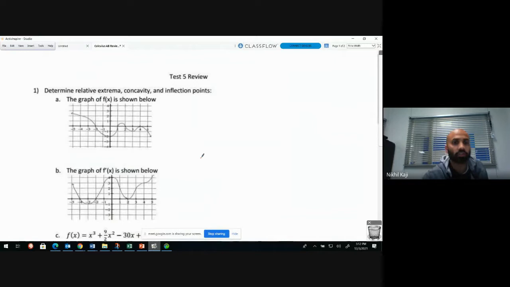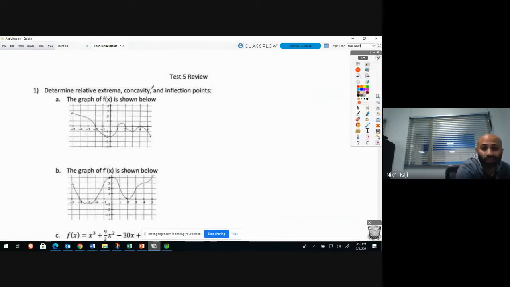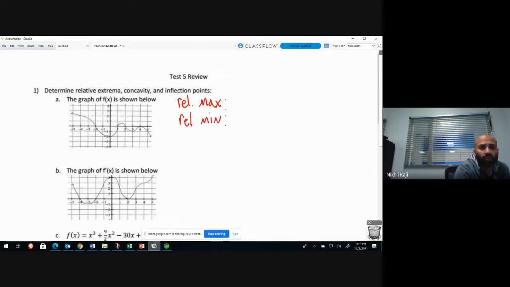All right, so the first part of the review is asking us to determine relative extrema. So we need to figure out the relative max and the relative minimum. That means we have to check our first derivative and see when our sign changes. When the slope changes from positive to negative, our graph would be going up, then going down. Here it makes it easier for us because we have our original graph.